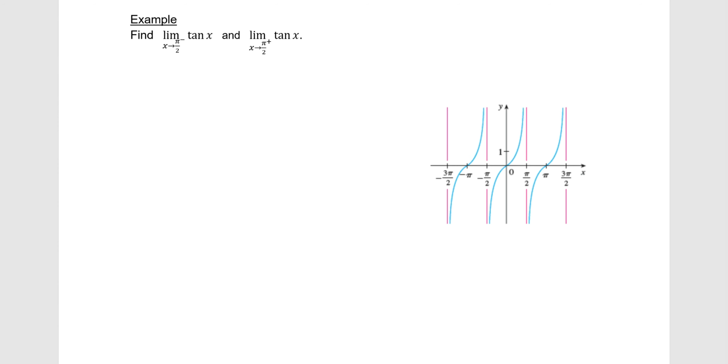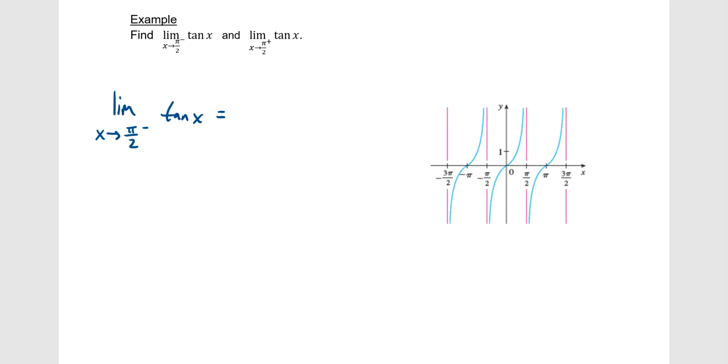Okay, one more question here, and it's nice and easy because we have a graph. We're introducing some trig here. So the limit of tangent as x approaches pi over 2 from the left, and the limit as it approaches pi over 2 from the right. So let's do from the left first. Once again, we should be able to do this without a graph because we should be able to know what tangent looks like.